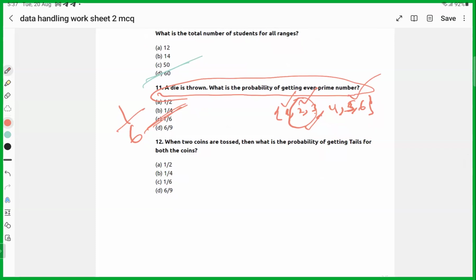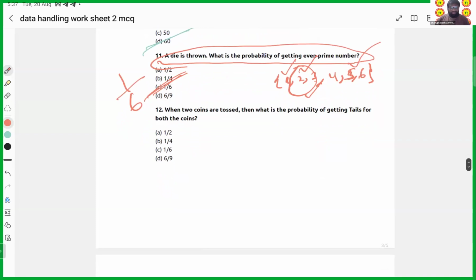When two coins are tossed, I also discussed what outcomes are to be considered and what the expected outcomes are. The expected outcomes will be given in the question. So when two coins are tossed, what is the probability of getting tails for both coins? Two coins tossed means 2 square. What is the total number of outcomes here? 4. How will it be 4? I will tell you.